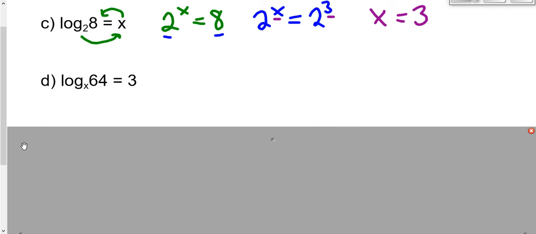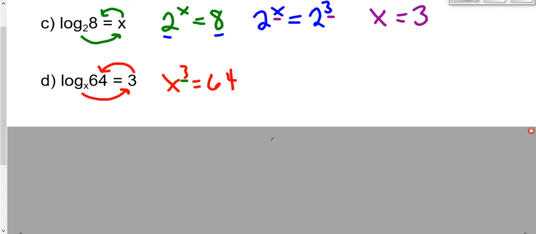Example D. Log base x of 64 equals 3. Take a second and see if you can roll that into exponential form. All right, if we're going to roll this into exponential form, we're going to have x to the third power equals 64. Again, we're going to have to try to make the two sides match, but I can't make the base x match the base 64. So what I'm going to try to do is make my exponent match instead.